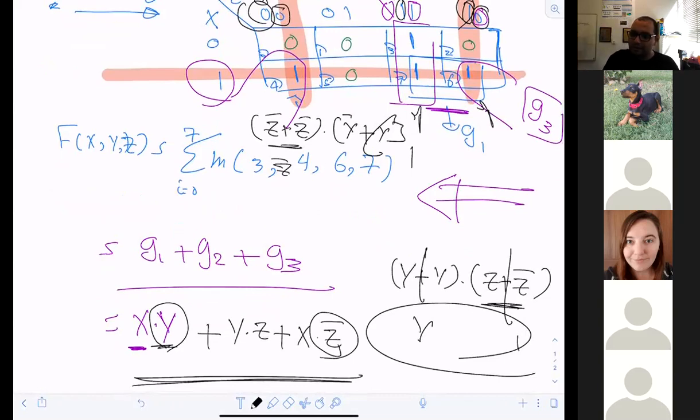Can you please re-explain why we don't take into consideration the one at the corner? Which one?